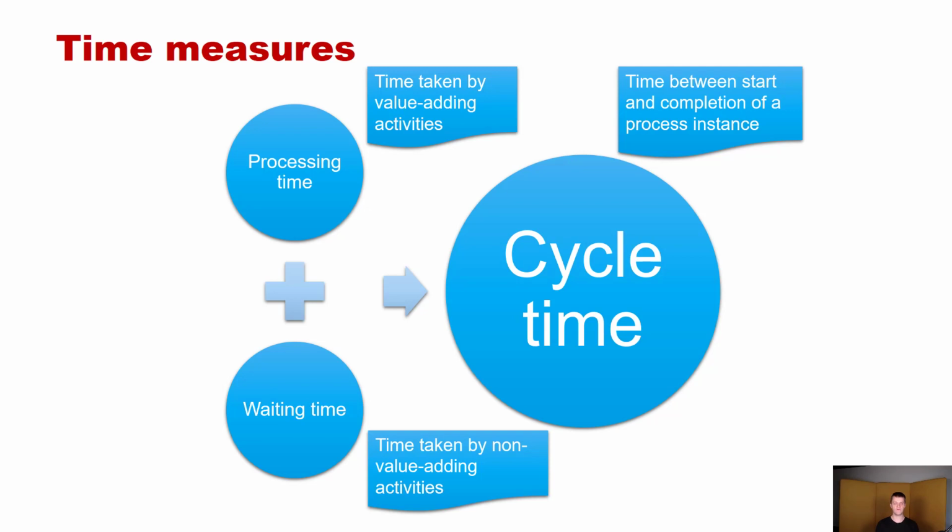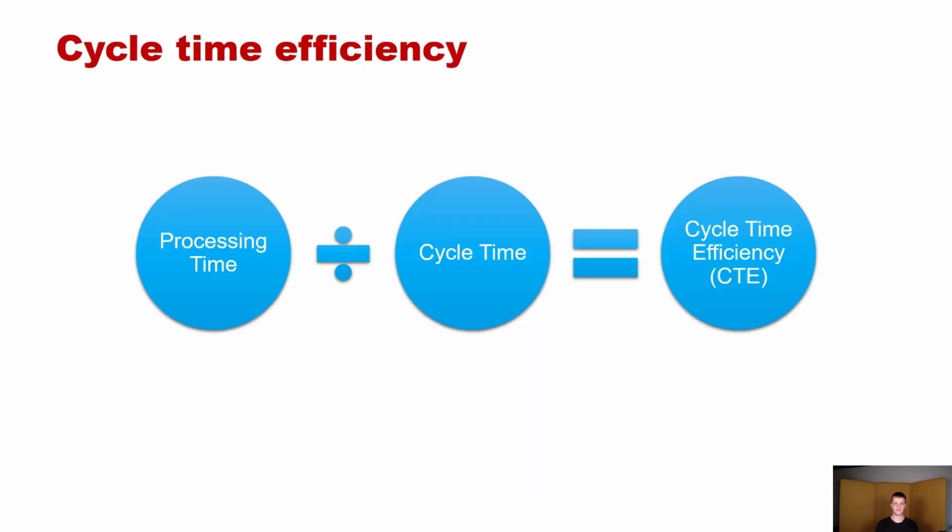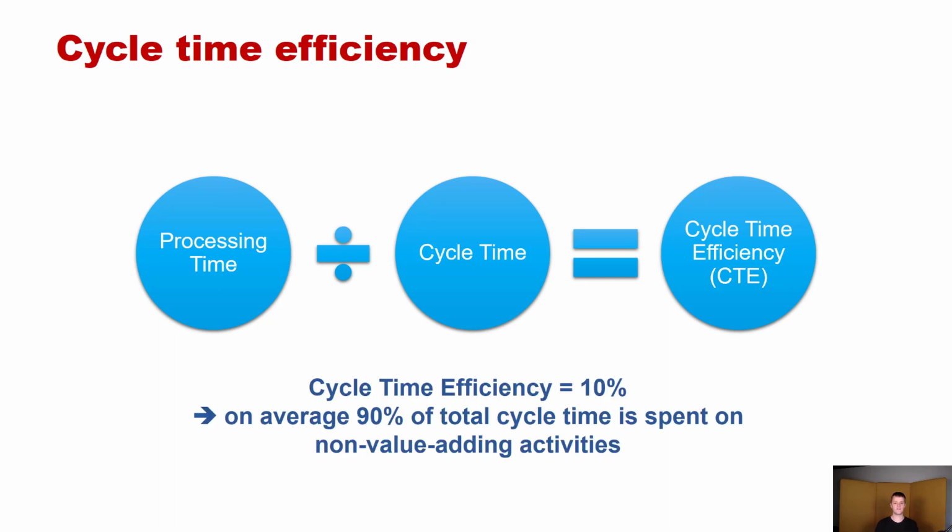When it comes to cycle time, obviously we want to minimize it, but within the cycle time metric itself, there is another important measure, and that is cycle time efficiency. So if we take the processing time of our process, we divide it by the cycle time of our process, then we get cycle time efficiency, which tells us the ratio of work that is actually spent on value-adding activities. For example, if our cycle time efficiency is only 10%, then this means that on average, 90% of total cycle time is spent on non-value-adding activities.